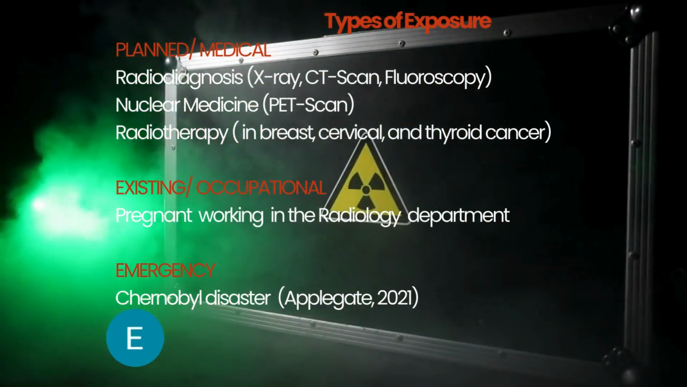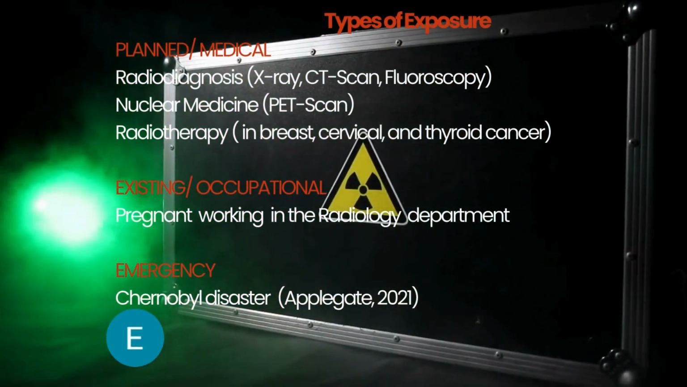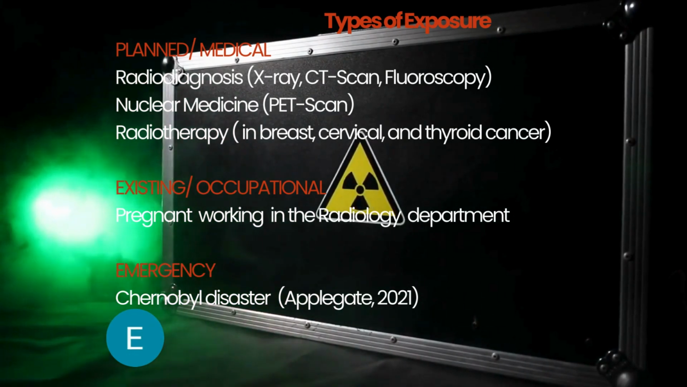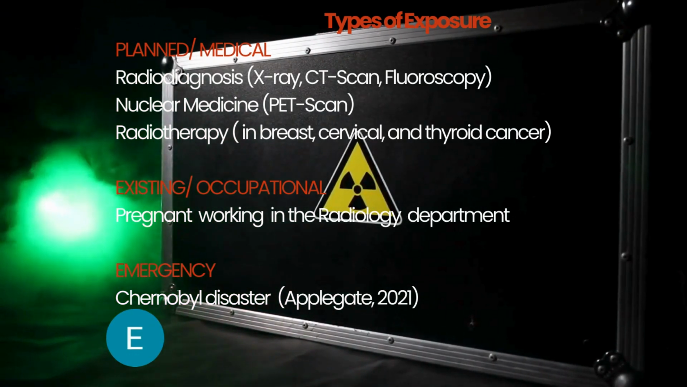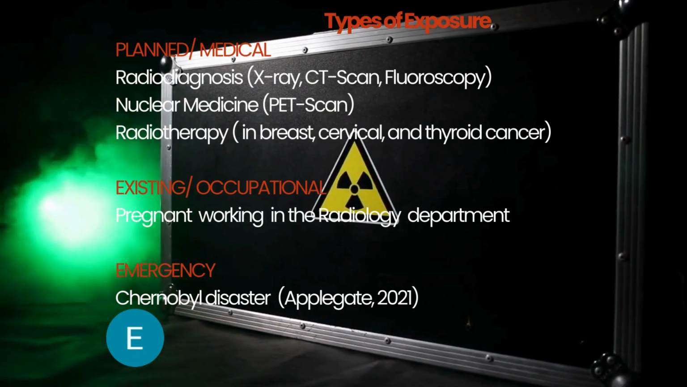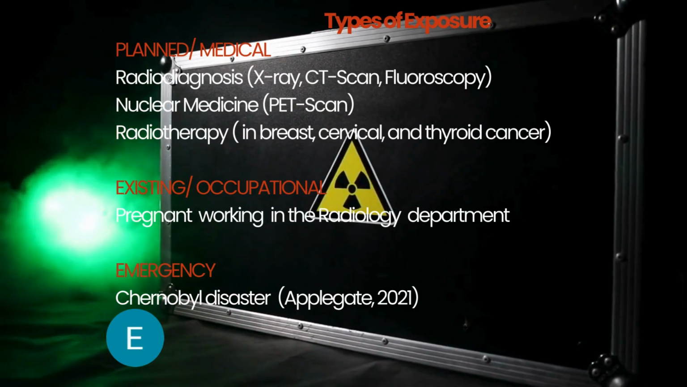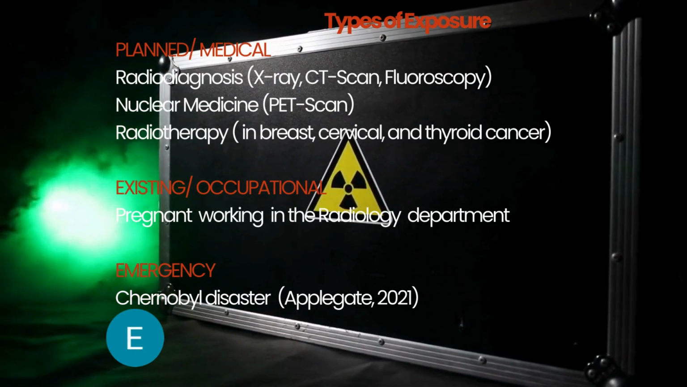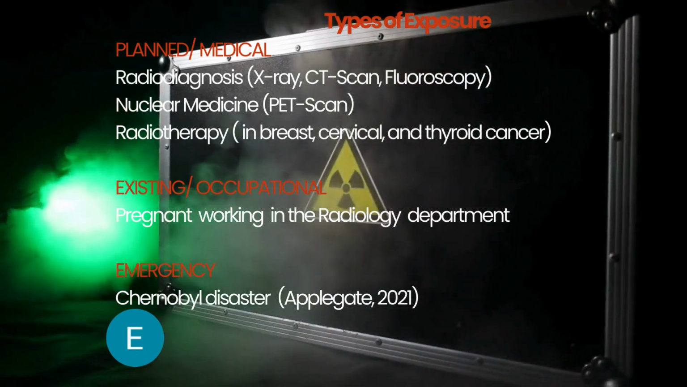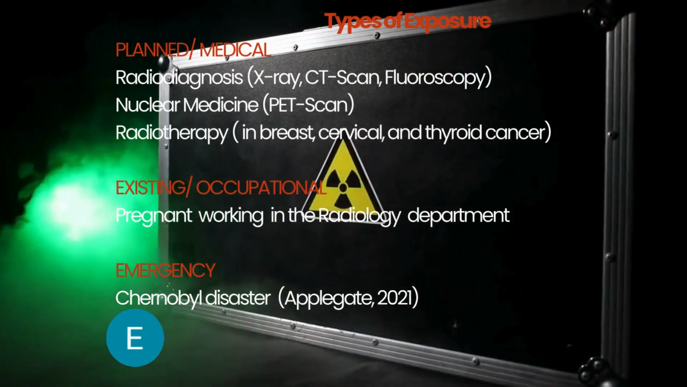There are three types in which a pregnant woman can be exposed to ionizing radiation. Planned or medical need, like radiodiagnosis, which includes X-ray, CT scan, and fluoroscopy. Nuclear medicine, for example the PET scan, and radiotherapy in breast, cervical, and thyroid cancer.